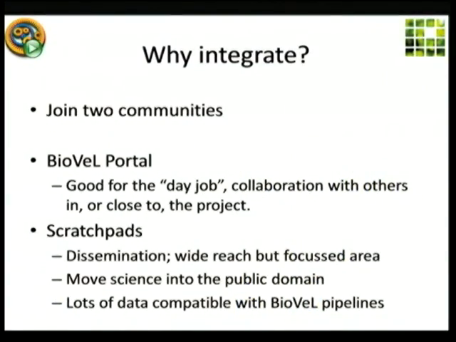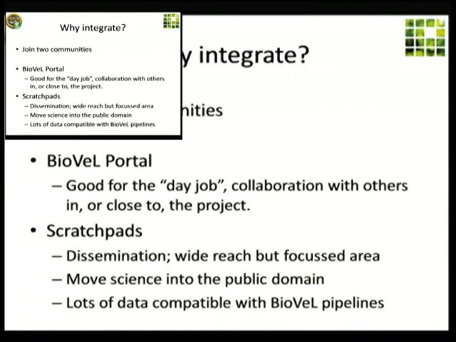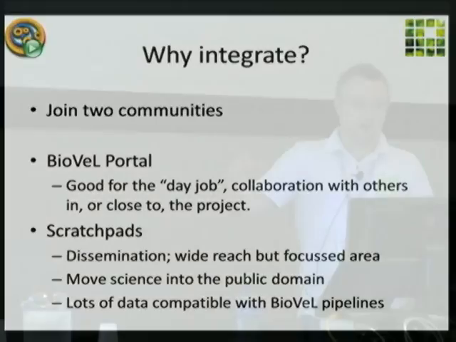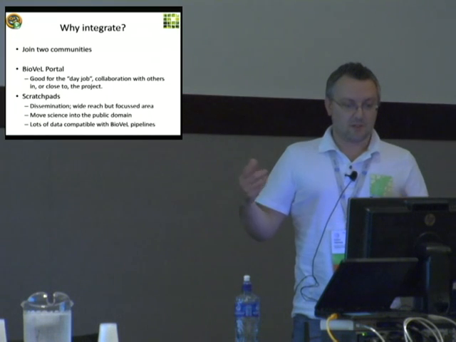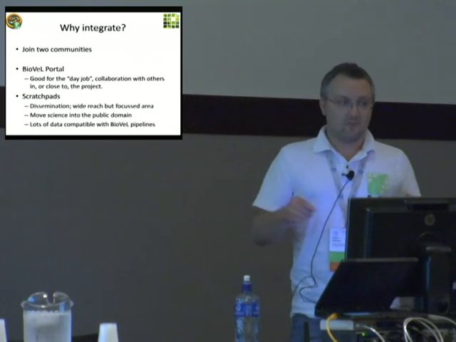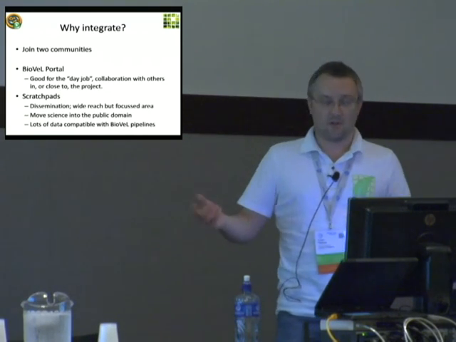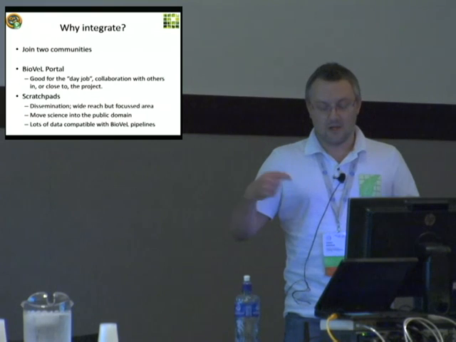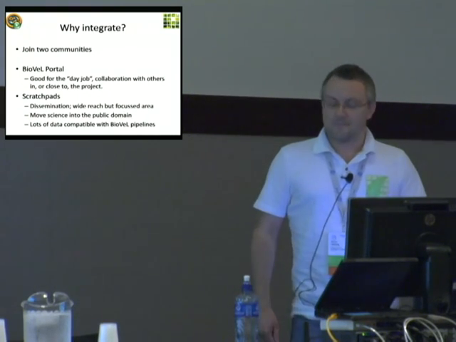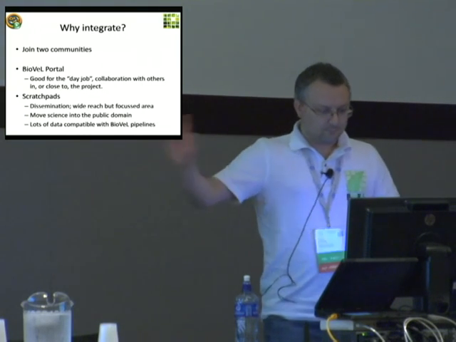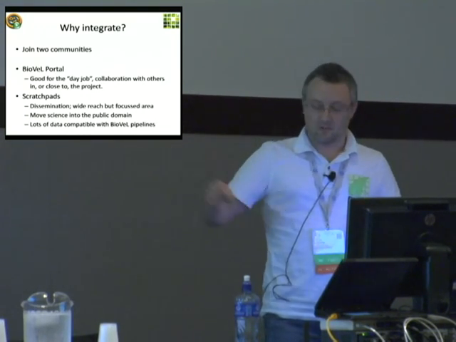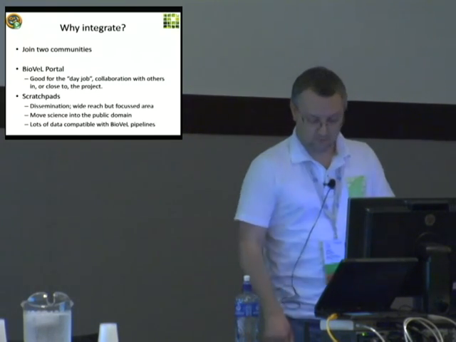So why have we done this? Obviously, joining communities is a good thing, and these are two biodiversity communities which are pretty compatible. So to me, that's a tick box. But in terms of the real value that the people in the projects get, the Bioval portal is great for Bioval scientists for their day job. There's good collaboration for other people within the project, but it's not so easy to disseminate because it's a closed system which requires a username and password to use it. Scratchpads is much better at dissemination, so people can make little focused sites but still use the tools.